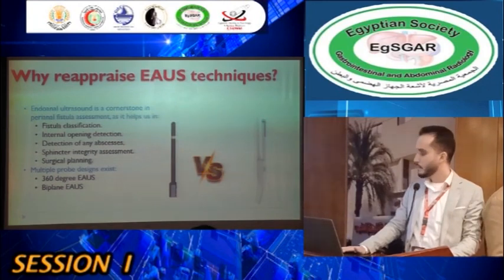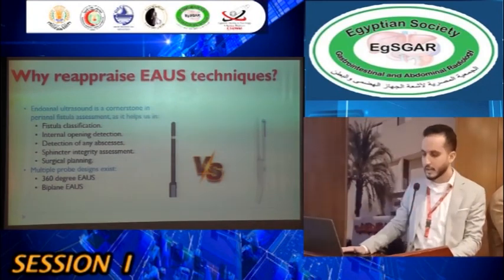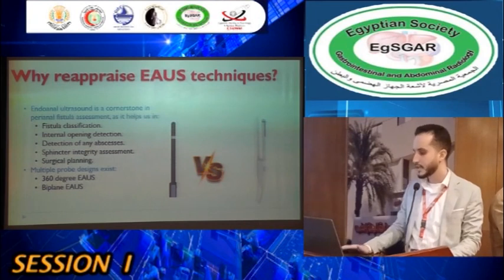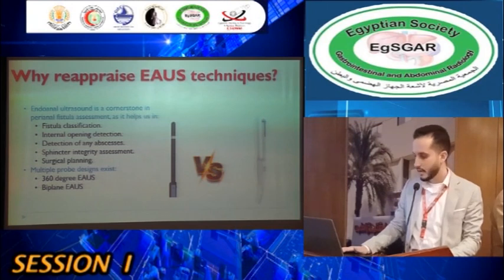There are multiple probe designs. First, the classic 360-degree endoanal ultrasound, which provides a 360-degree circumferential field of view, and there is the biplane probe, which provides two perpendicular planes: an axial plane, which provides a 180-degree field of view, and a longitudinal plane.